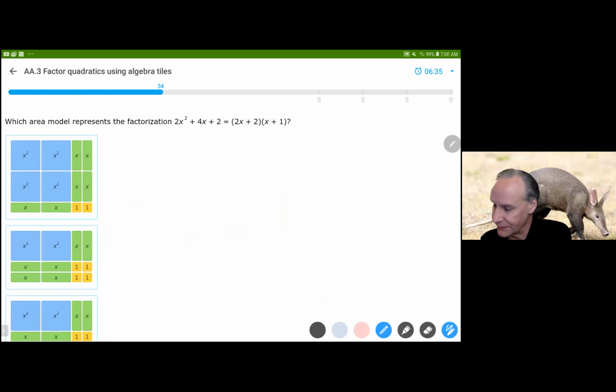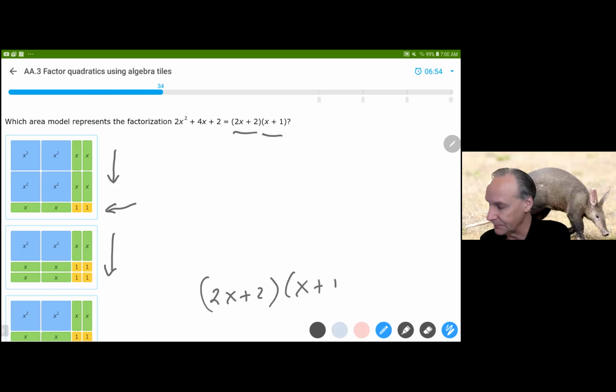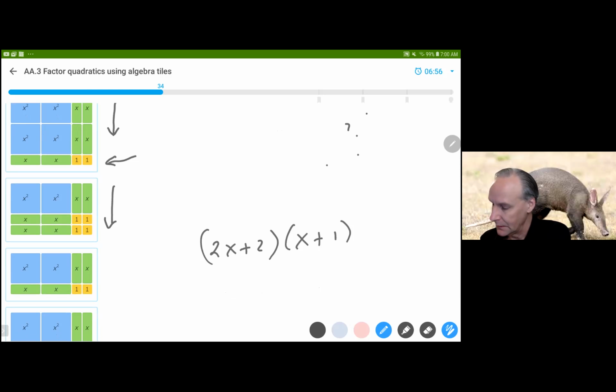All right, we've got a 2x plus 1 along, a 2x plus 2 along the bottom, which is what we're looking for, and we do not have an x plus 1 this way. We have an x plus 2 this way, which is not what we're looking for, because we want a 2x plus 2 times an x plus 1. There's our x plus 1, and there's our 2x plus 2. It's this one right here.